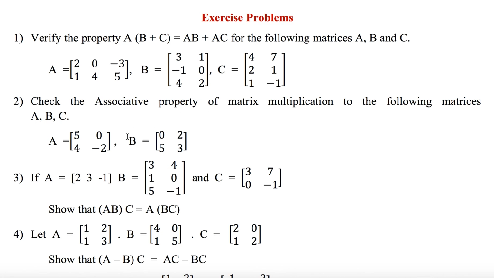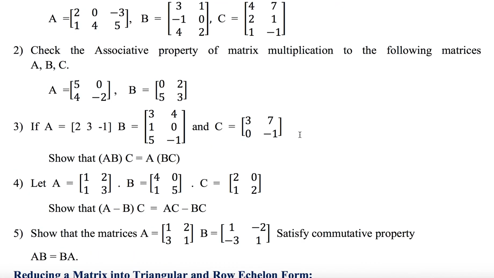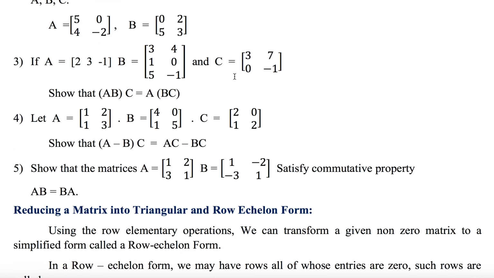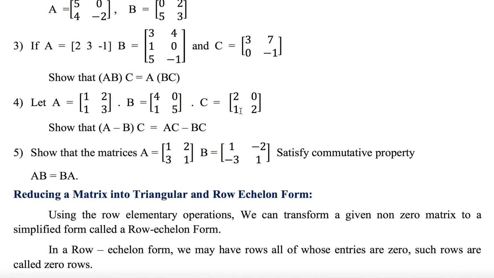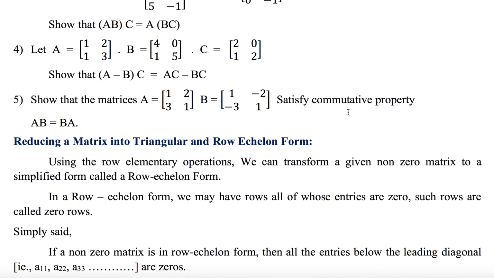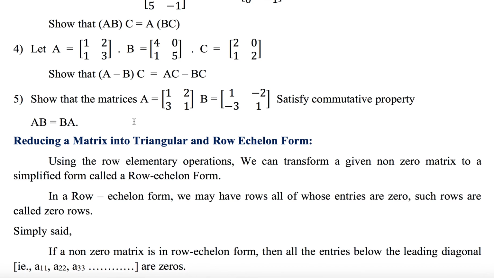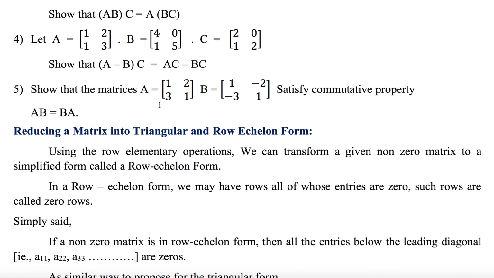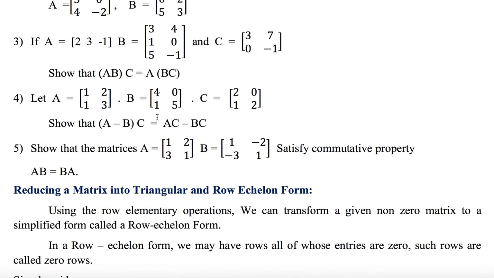I verified this one. Check the associative property of matrix. This you can do on your own. This also you have to do on your own. I just gave one example. A minus B into C equal to AC minus BC, that also you have to do. Satisfy the commutative property, AB equal to BA, that you need to verify. So this is an exercise.